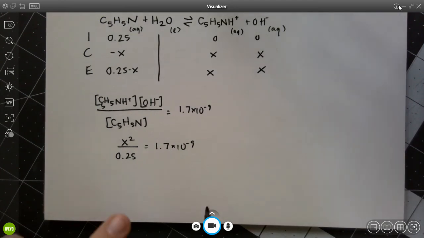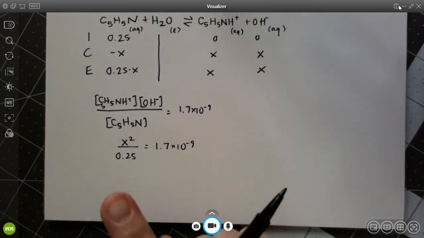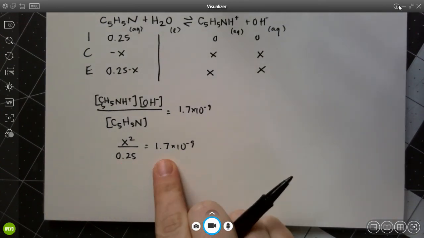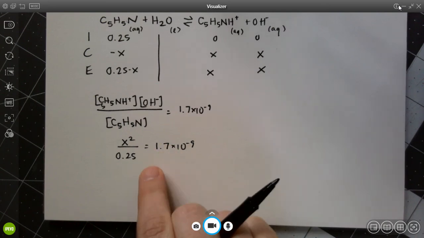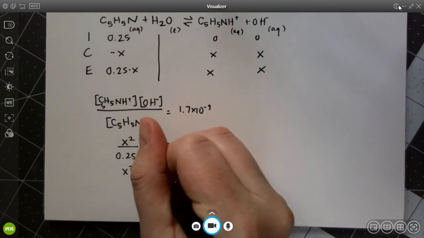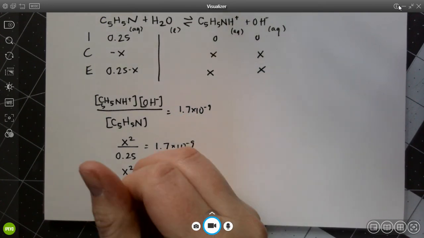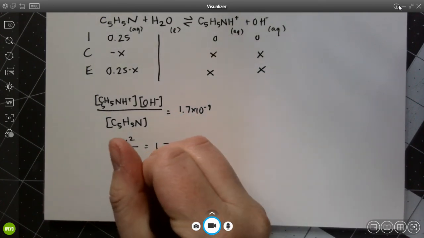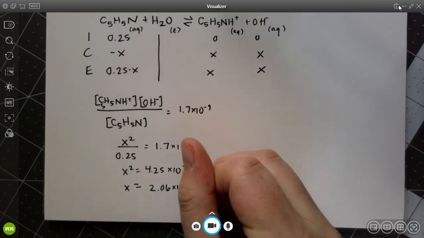And I am fine, like I said, if you go from here straight to your X value. That's what I'm going to do in this case, but I'll walk you through the math. I'm going to take this 0.25 and multiply it over. It doesn't hurt if you want to write this down, but it does save you a little bit of time, but you have to be careful. So this whole thing here, forget it. I'll just write it down. X squared is equal to 4.25 times 10 to the negative 10th. And then if I take the square root of both sides, my X is going to equal 2.06 times 10 to the negative fifth molar.